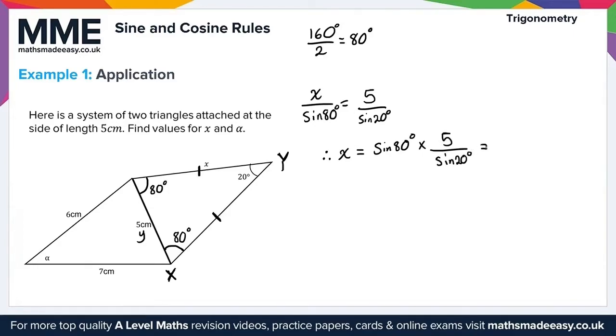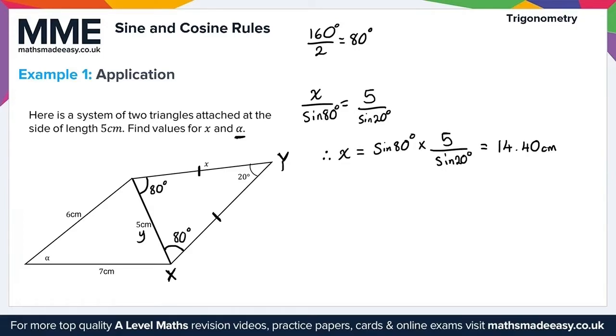And if you evaluate this on your calculator, what you should obtain here to a sensible degree of accuracy is 14.40 centimeters there. Okay, so that's our value of x there. And now, again, we've got one more value that we need to find, and that's this value here of alpha. So, to find alpha, we're going to be using this triangle at the bottom here. And in this case, as we know all three side lengths, we're going to use cosine rule.